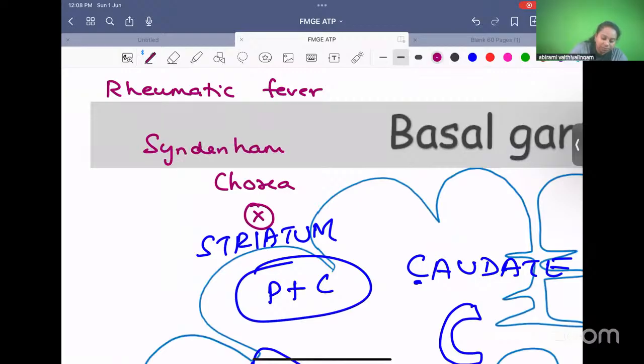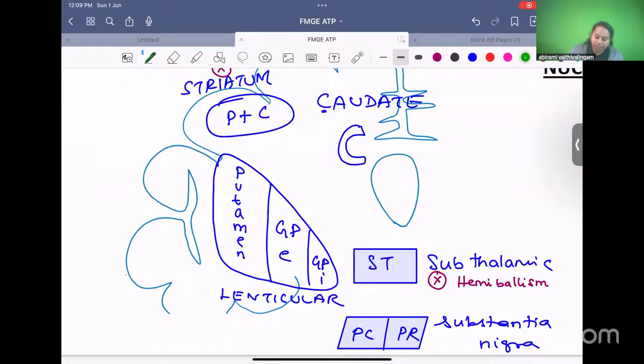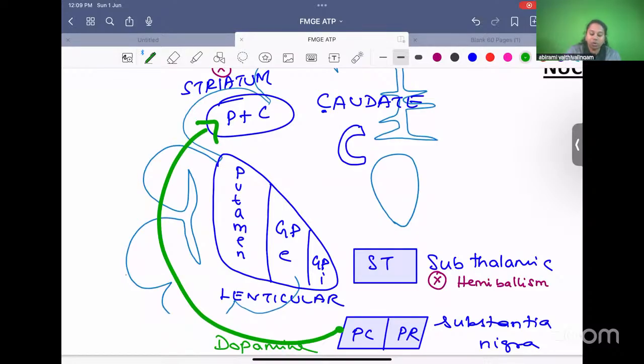Sydenham's chorea. In rheumatic fever, it's called Sydenham's chorea. From substantia nigra, pars compacta to striatum, there is a dopamine producing pathway. That is called the nigrostriatal pathway. It goes from nigra to striatum. It produces dopamine. And any loss of this dopamine fiber is called, very good, Parkinsonism.